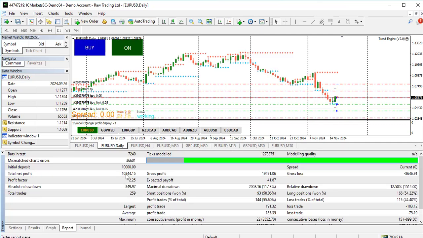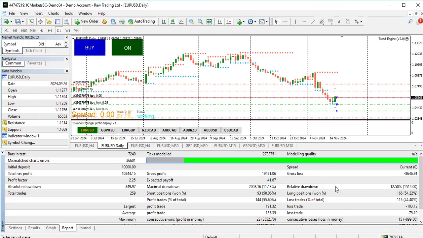So 1084, that's over 100%. That's about 108% returns over that 1 year period. Maximum drawdown, I am usually more concerned with the relative drawdown, which is about 12.5%. So the relative drawdown is 12.5%.